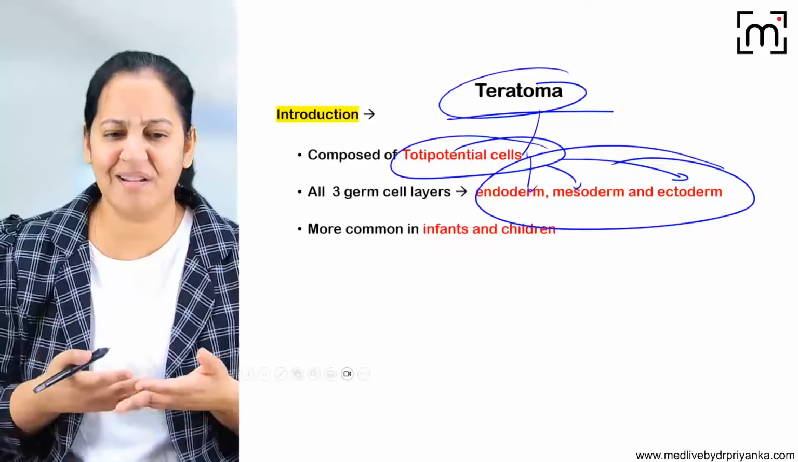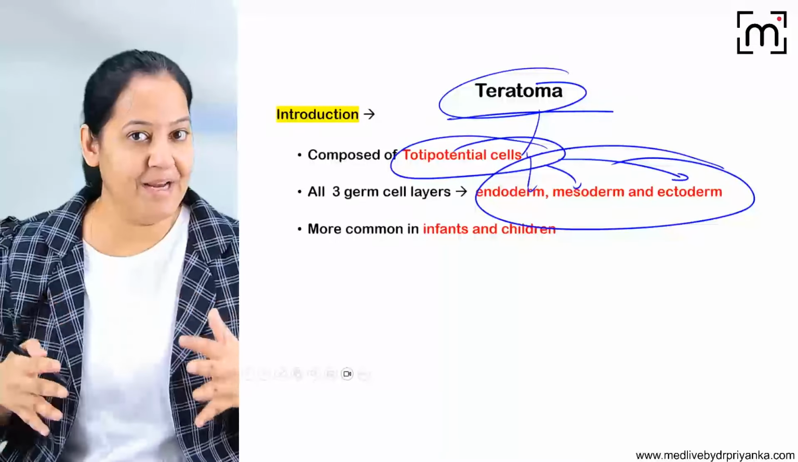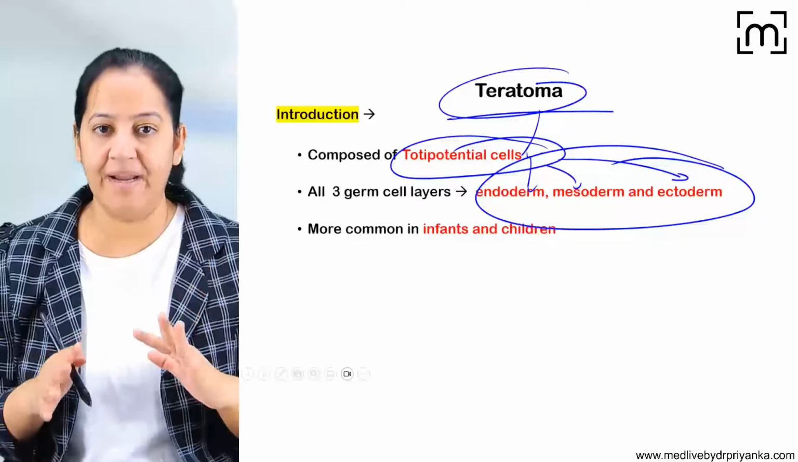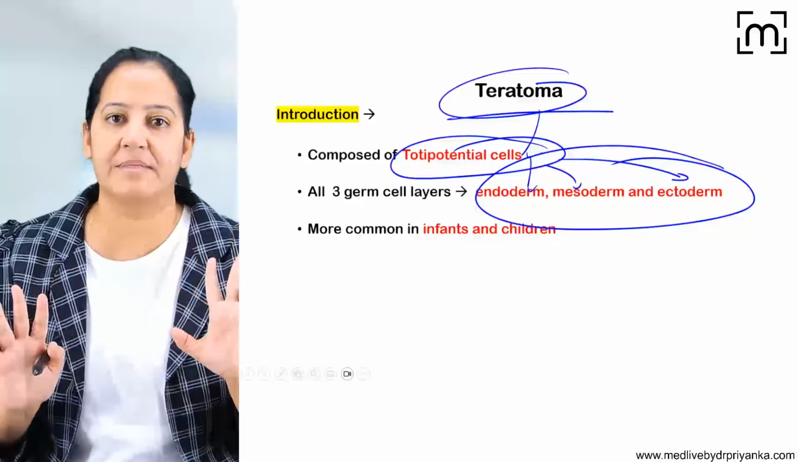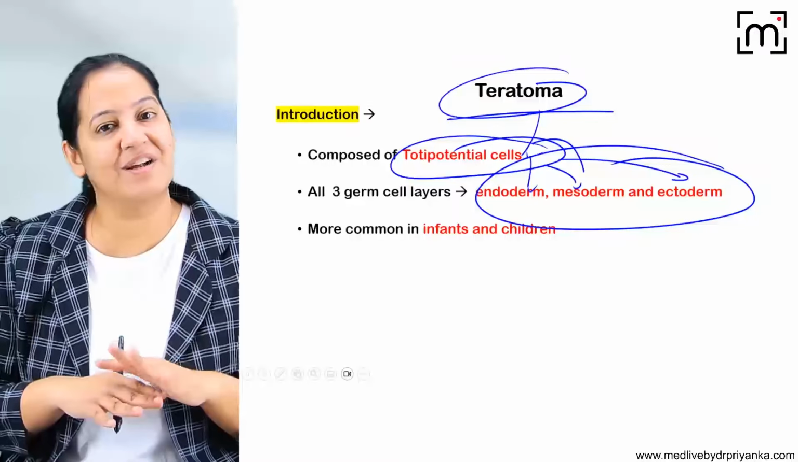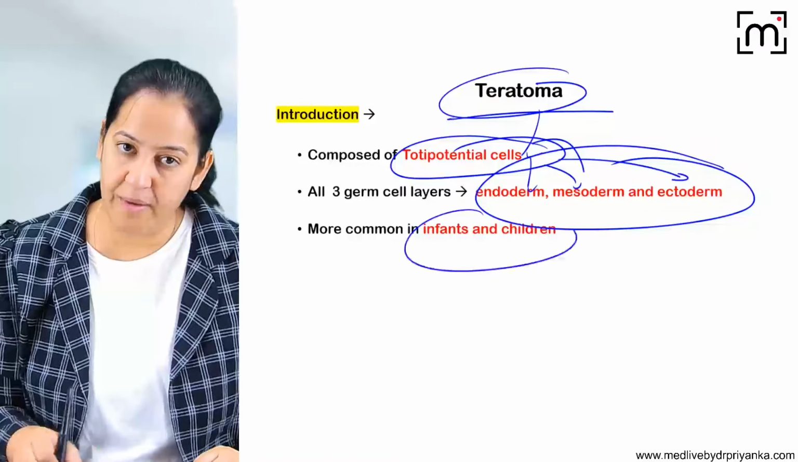It can contain anything. The complete human body is made up of the three germ cell layers, that is ectoderm, mesoderm, and endoderm. During embryonic life, each organ is derived from one of the germ layers. So a totipotent cell can give rise to any of the three germ layers. So these are tumors which contain anything inside them. They are more common in children.